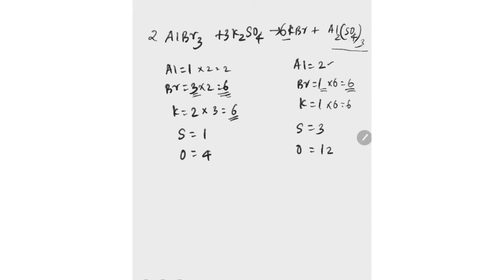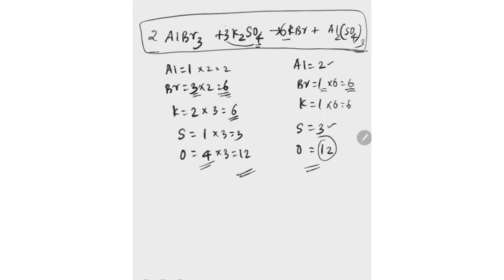Sulfur, this became 3 here. This also now became 3. This 3 is applicable for sulfur, oxygen and potassium. Now at the last you can look at oxygen. Oxygen here is 12. Now here oxygen 4 is there already. You multiply by 3, so that also became 12. So when you check, the equation is now completely balanced. This is how to balance any complex equations also.